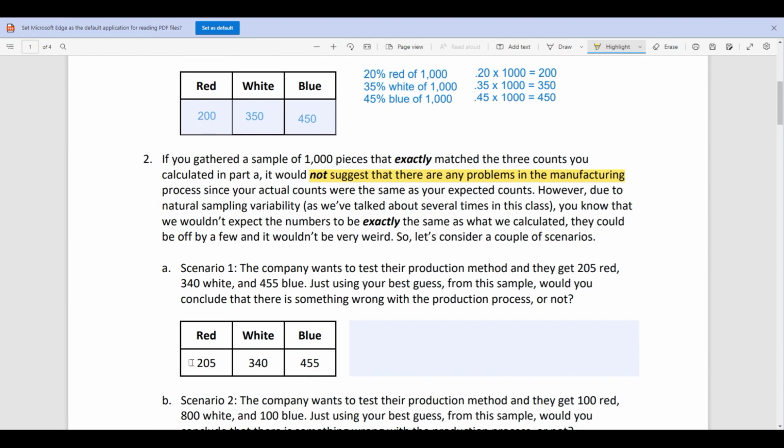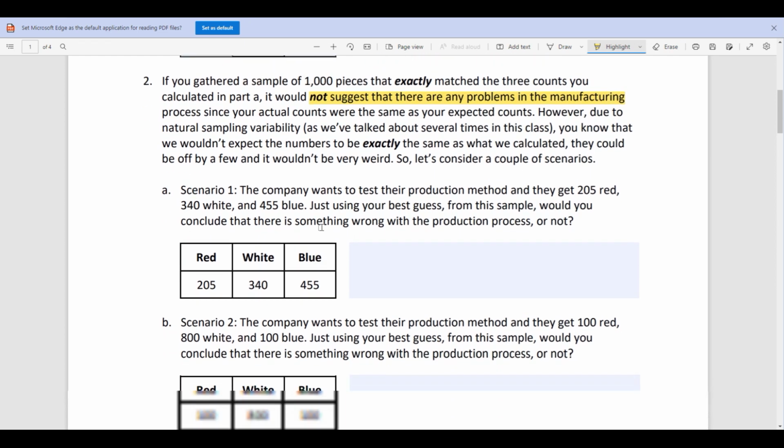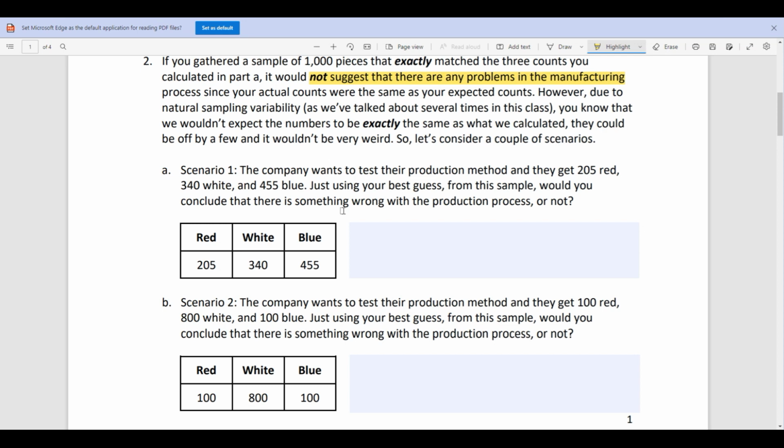Okay. So we're up by 5. We have 5 more red than we would expect. We have 10 less white than we would expect. And we have 5 more blue than we would expect. Right, so we're up 5 in red and blue and down 10 in white. Do you think that means that there's something wrong with the production process or not?